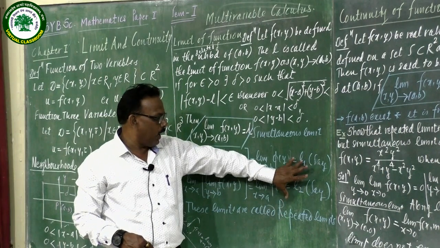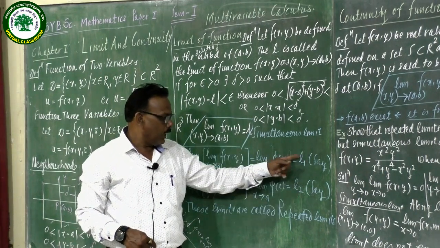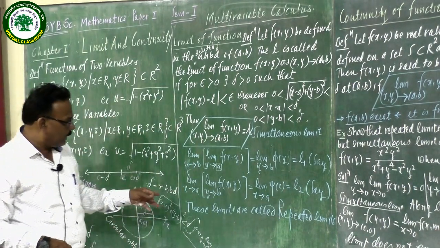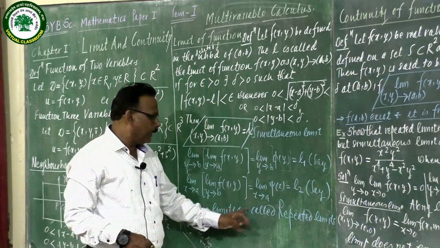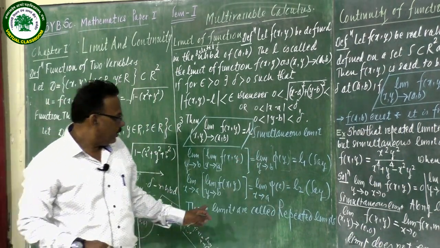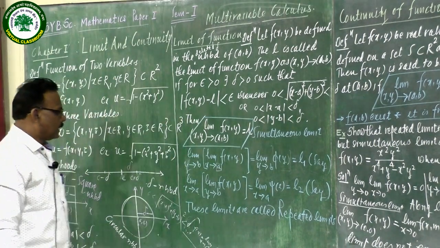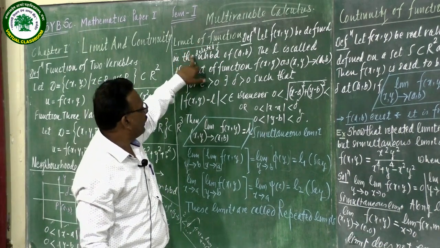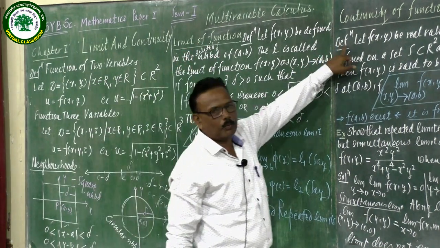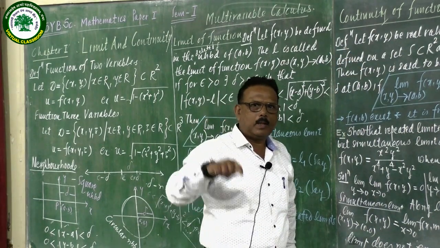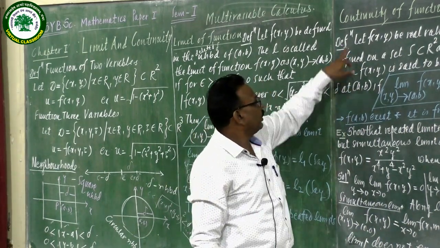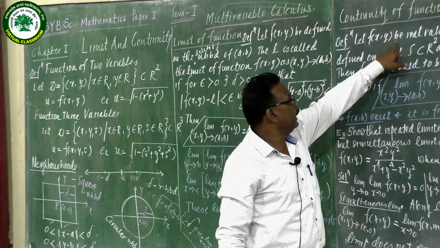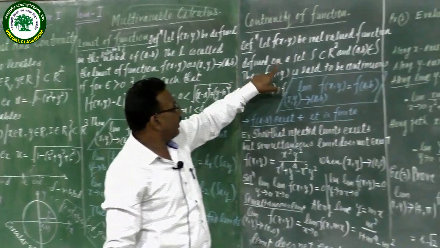L1 and L2, these two limits exist, and if both are equal, then we can say that the repeated limit exists, and you can find the value of the limit. Similarly, as you are familiar with the concept of limit of a function, now comes continuity of the function. If a function has a limit, then the function is to be continuous. Therefore, the definition of continuity of a function of two variables: let f(x, y) be a real valued function which is defined on a set S.